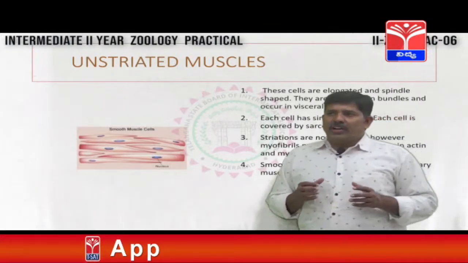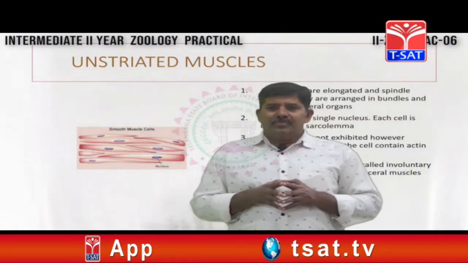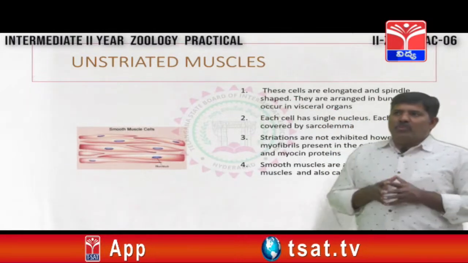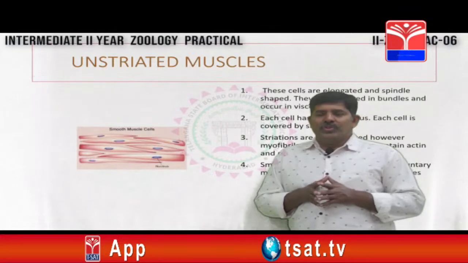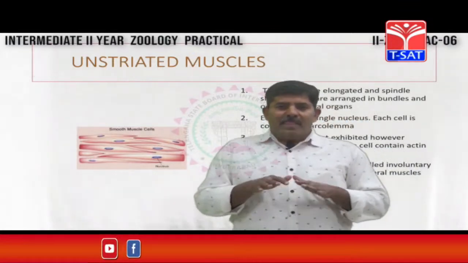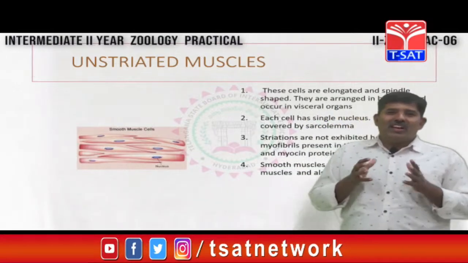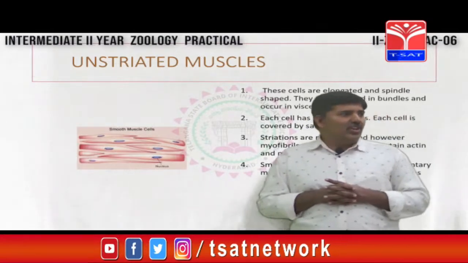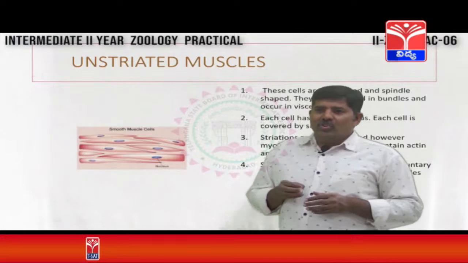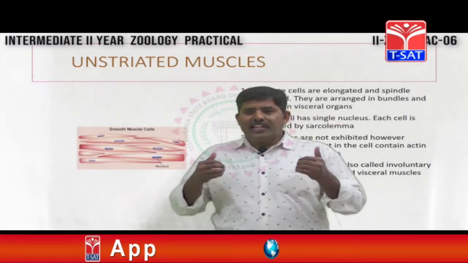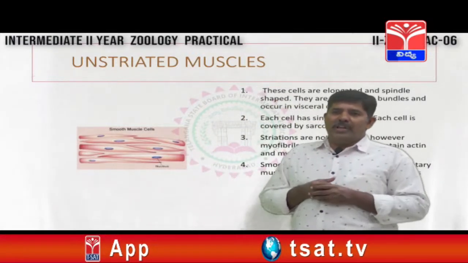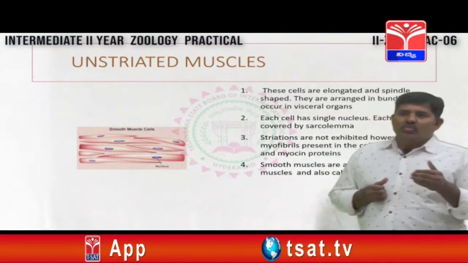Next, smooth muscles. These are muscles that are spindle shaped and found in the internal parts of the body. That's why they can be called visceral muscles. Visceral organs, visceral muscles. Why? Because they are located in the internal part of the body.